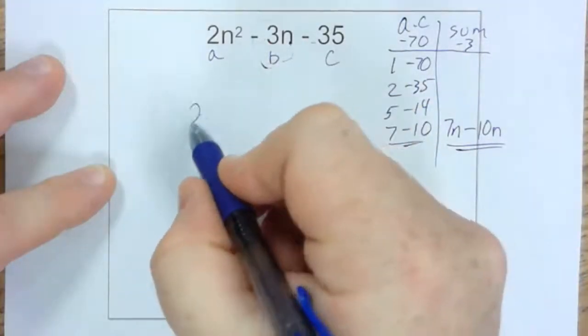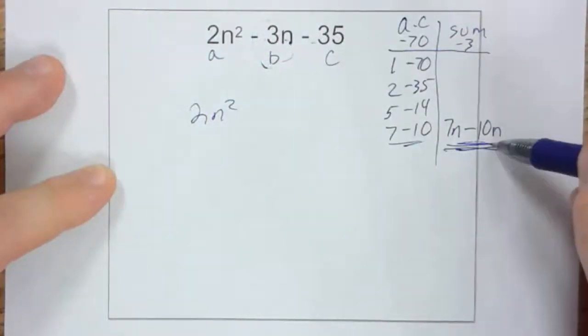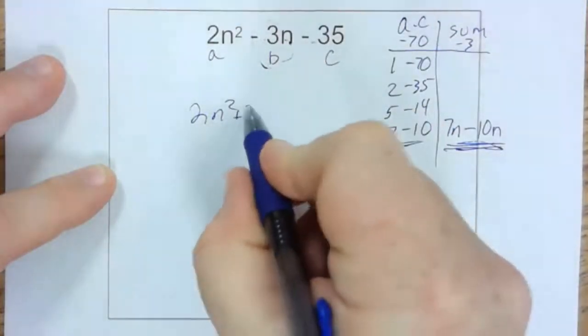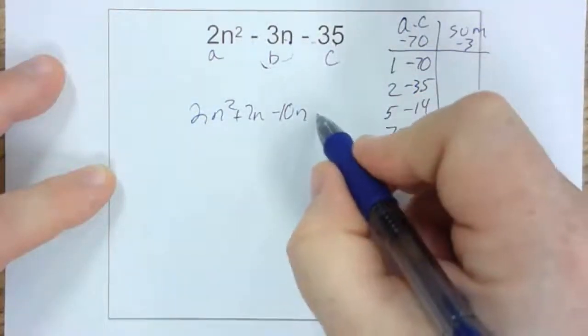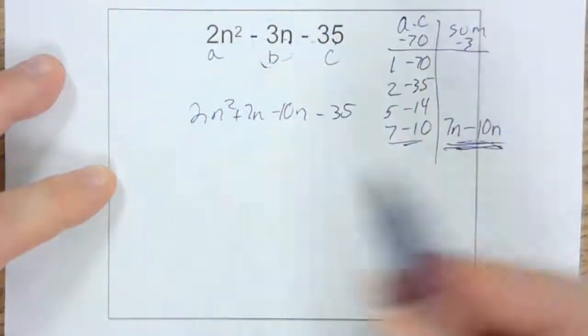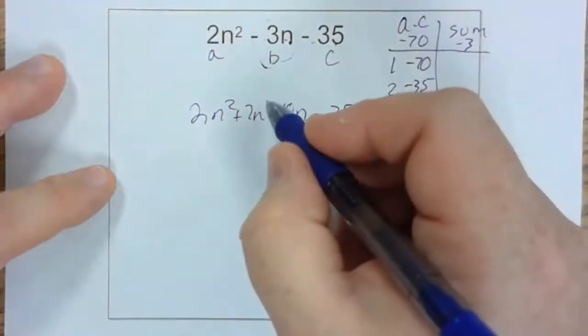So bring down the 2n squared, and I'm going to replace this with those two because they still make a negative 3n. So I'm going to write my plus 7n minus 10n, and then bring down my c term, negative 35. And now that we have 4 terms, we can actually continue to solve by factoring by grouping.